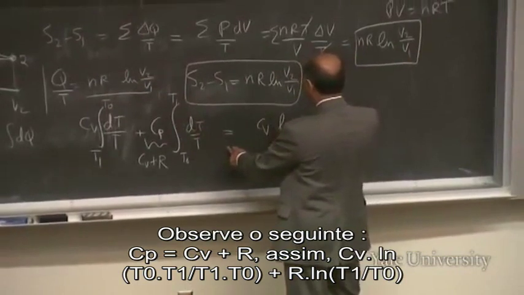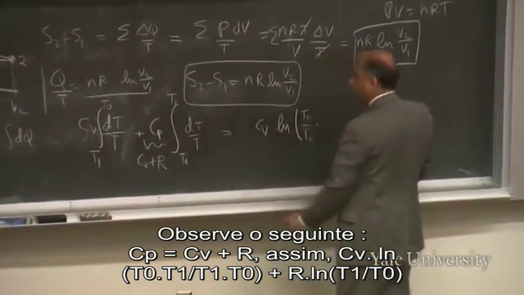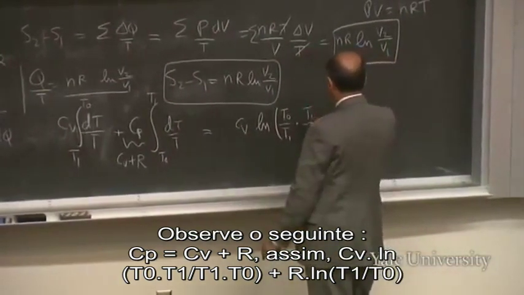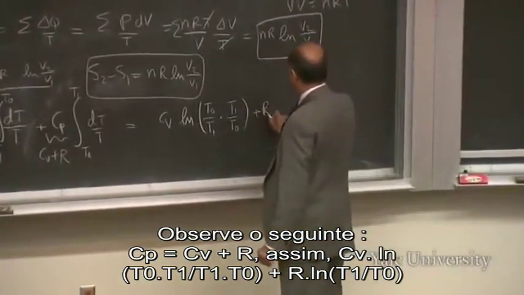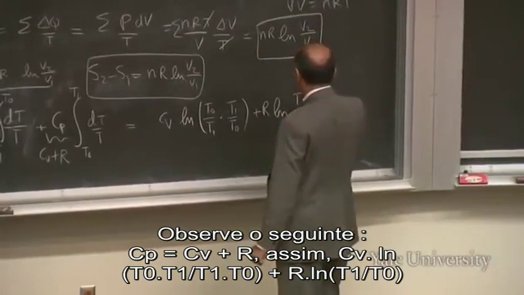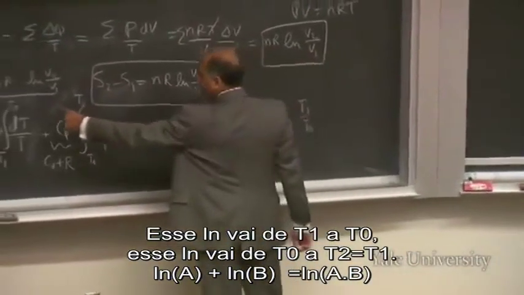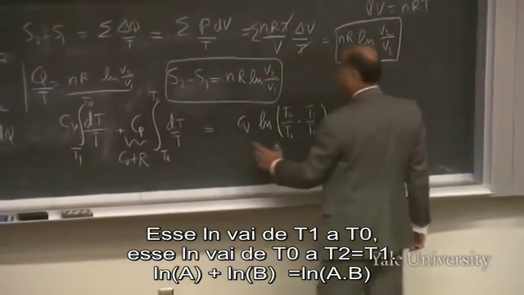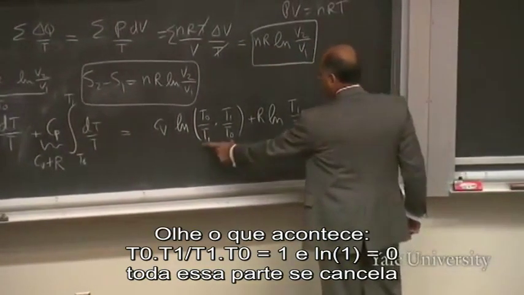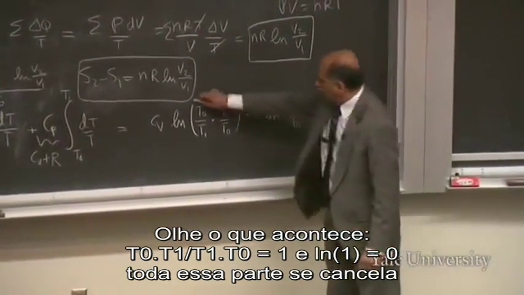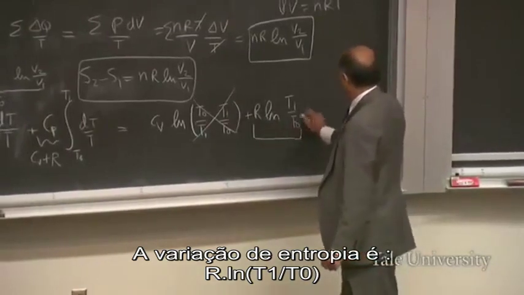Then you get Cv times log T0 over T1 plus log T1 over T0, which we can write as the product here, plus R log T1 over T0. In other words, this log is log of T0 over T1. The next log is log of T1 over T0. And log A plus log B is log of AB. But when you do this, look what happens here. This all cancels. Log of 1 is 0. So the total entropy change is R log T1 over T0.